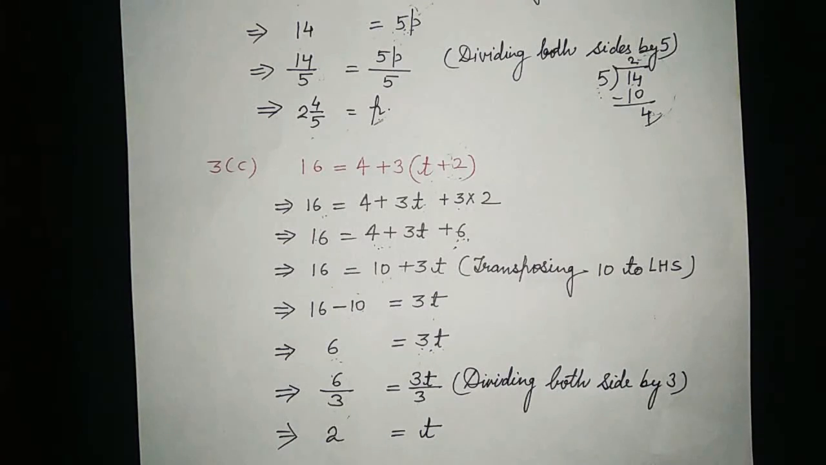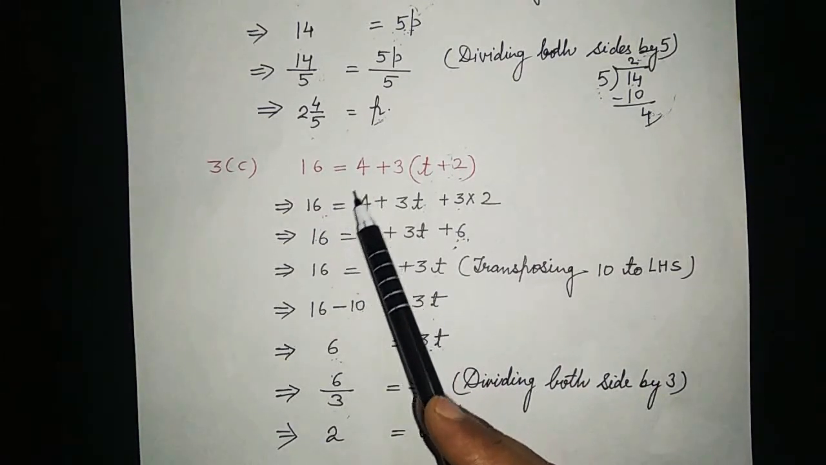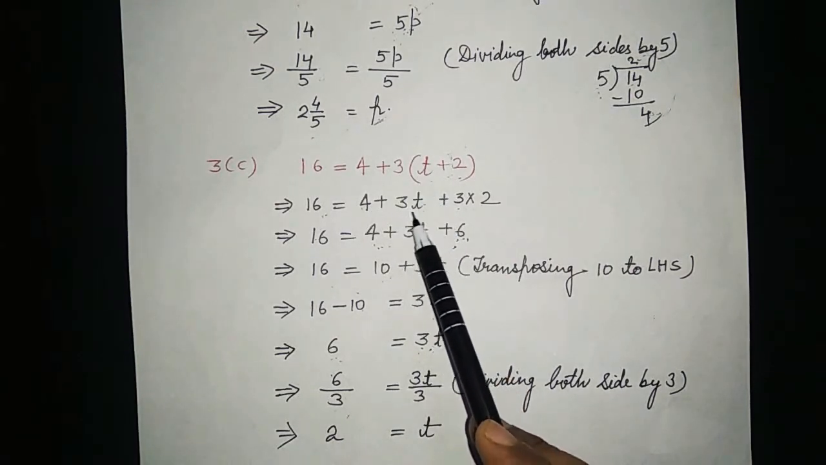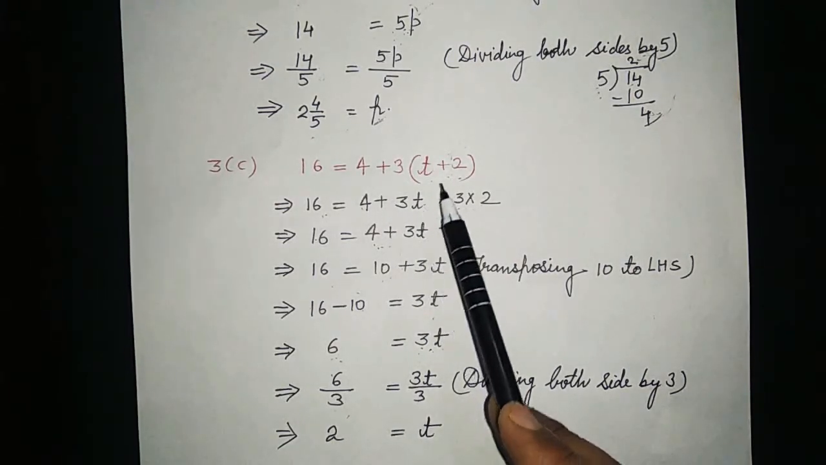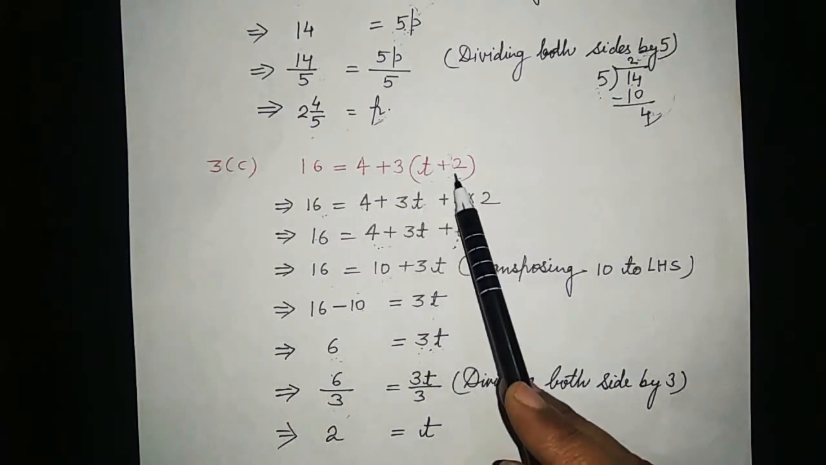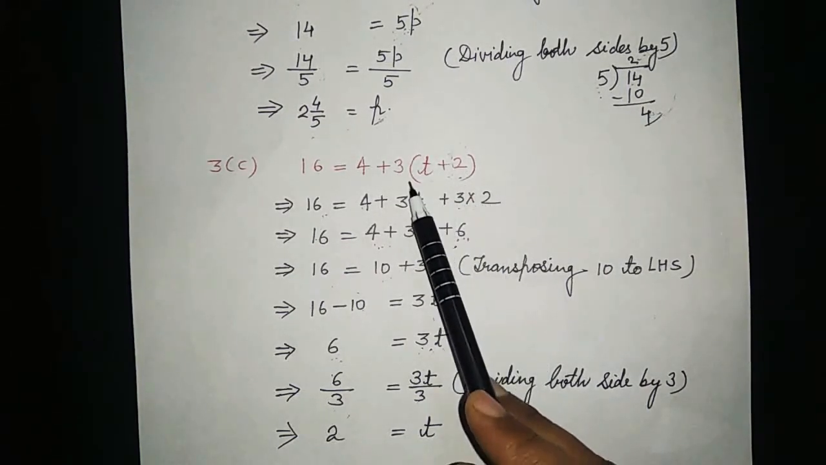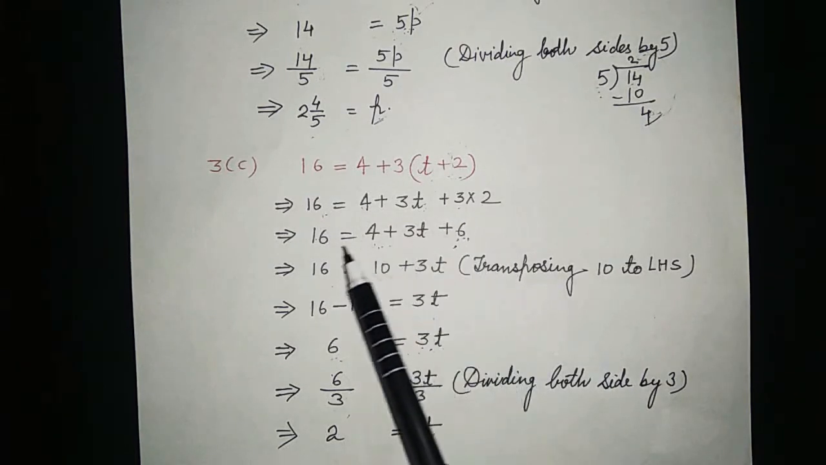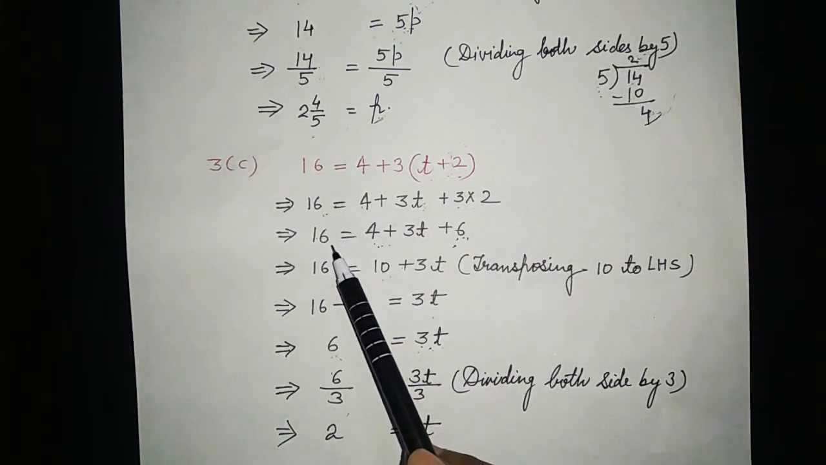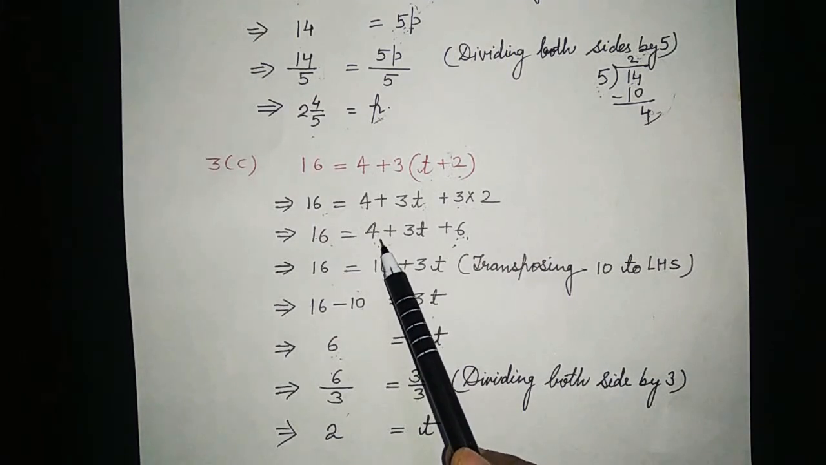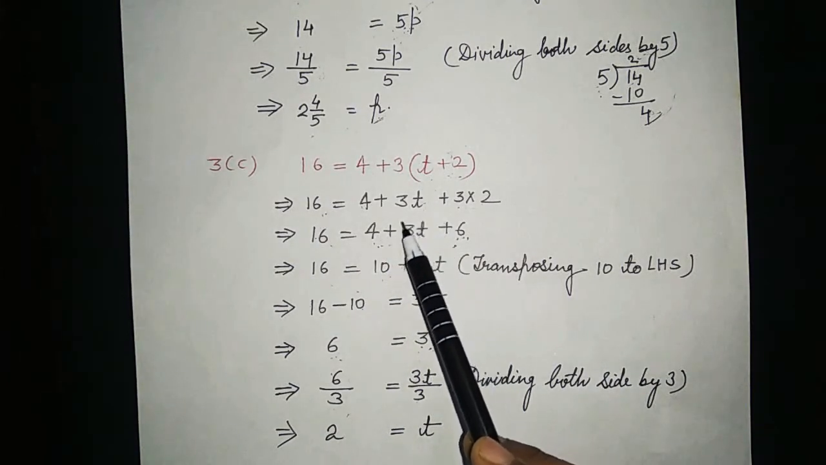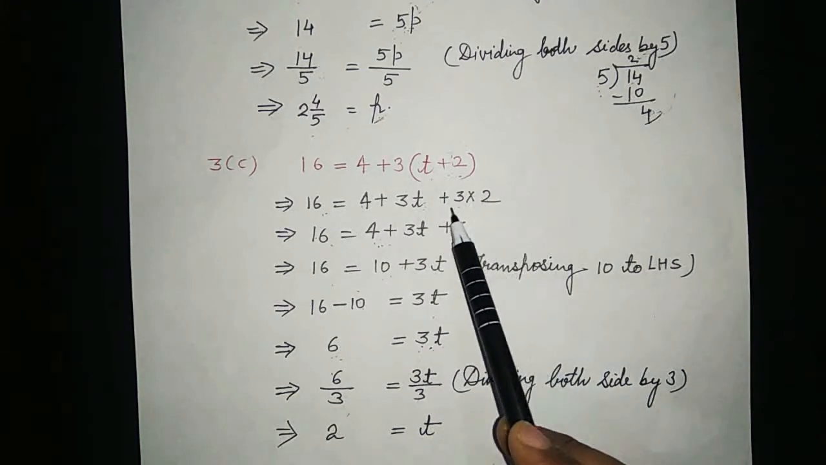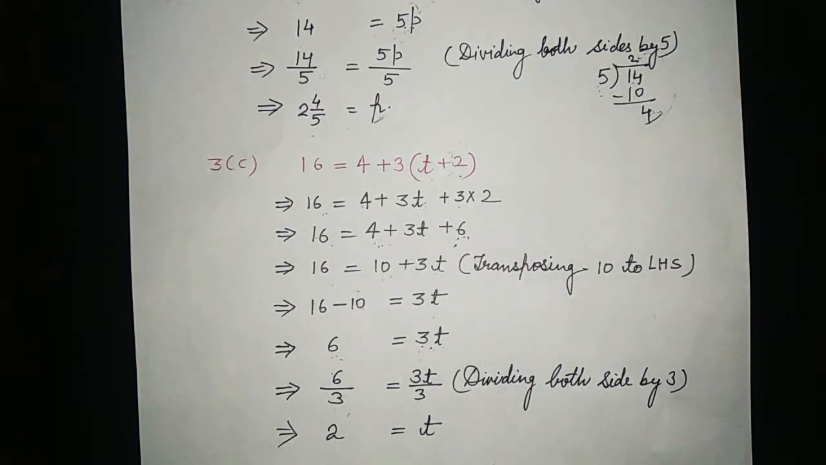Okay. So here 16 is equals to, here 4 we will write, plus 3 into t. What will we write? 3t plus 3 into 2. So in the next step, what do we have to do? Here 16 we will write. After that is equals to 4 we will write. Then plus 3t and plus 3 into 2. For 3 into 2 we will write 6.